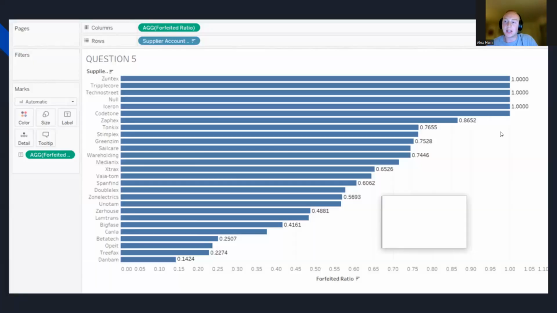So here's the last graph I have for this. The number shown on the right of each bar is the forfeited ratio. For example, X-Trax at 0.6526 means that's 65% of the available discounts that we're forfeiting. So I think there's a lot of room for improvement for a lot of these suppliers in terms of taking advantage of those available discounts.